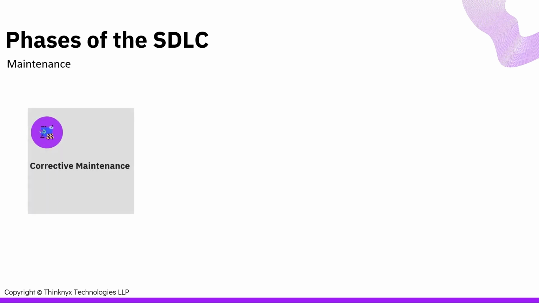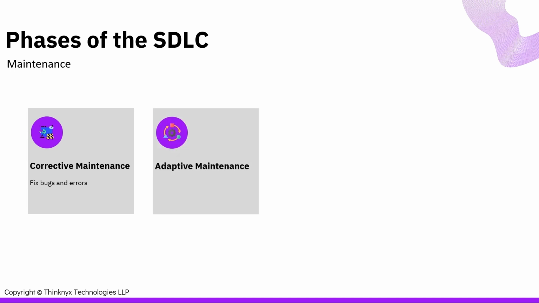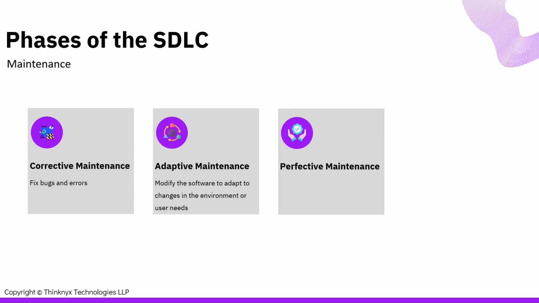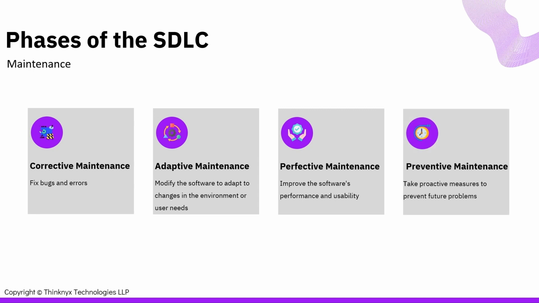Maintenance. Corrective maintenance. Fix bugs and errors. Adaptive maintenance. Modify the software to adapt to changes in the environment or user needs. Perfective maintenance. Improve the software's performance and usability. Preventive maintenance. Take proactive measures to prevent future problems.